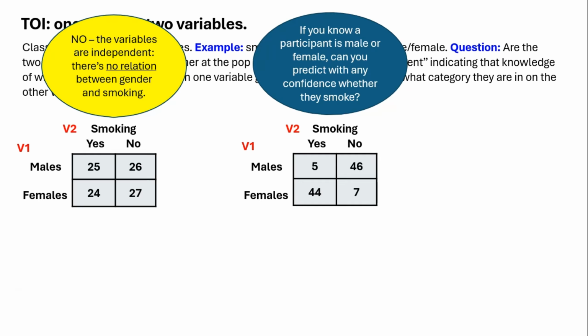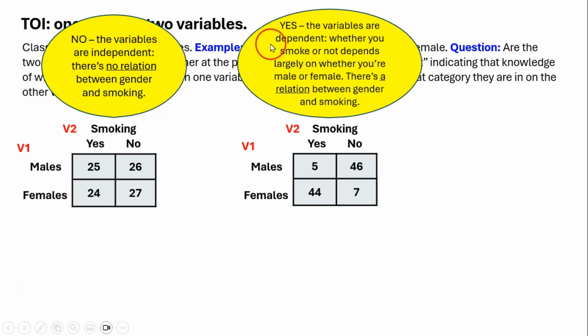On the other hand, if it were females, would you bet that they smoke or they don't smoke? You would bet that they do smoke, given the numbers in the table. And because you can do that, the variables are therefore dependent. Whether you smoke or not depends largely on whether you're male or female. In this case, there is a relation between gender and smoking.